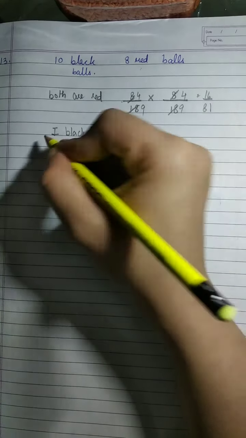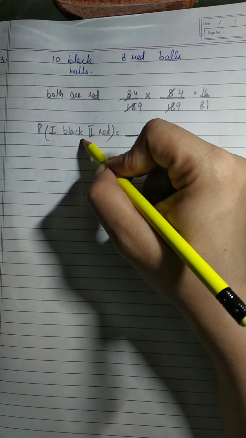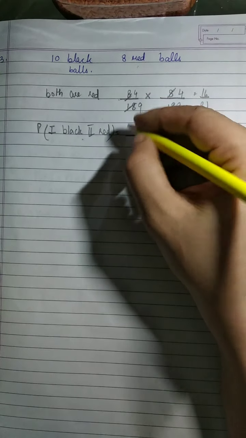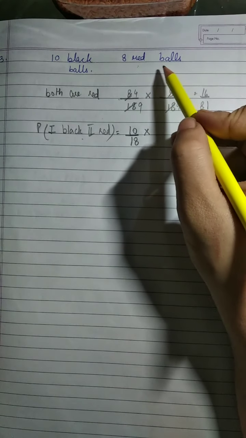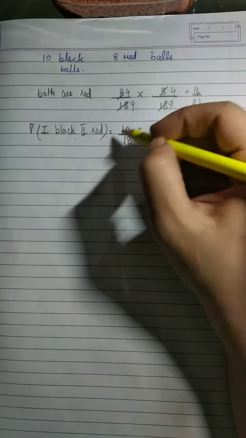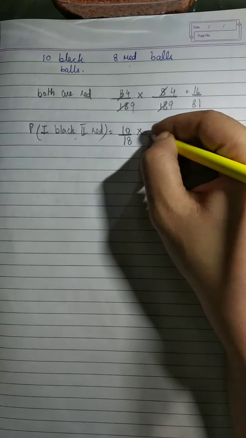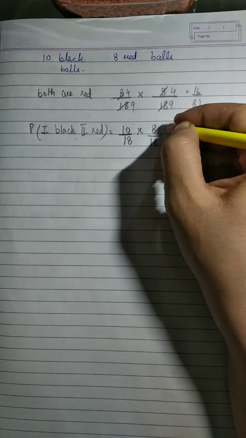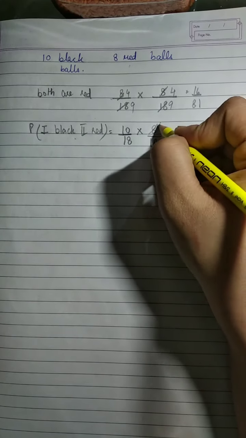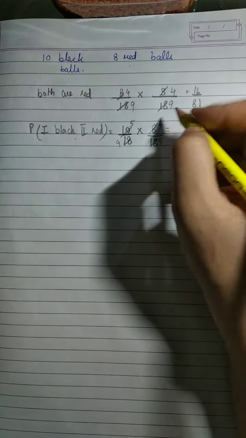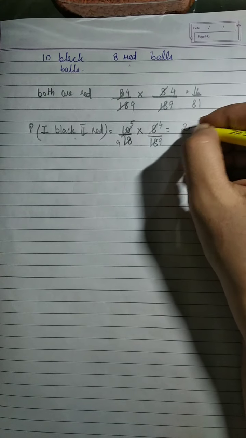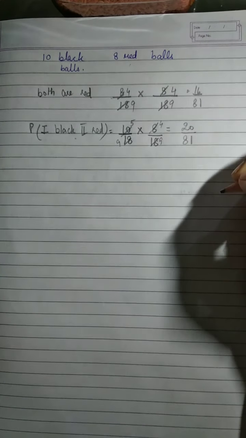Now if the first ball is black, how many black balls are there? 10 out of how many? 18. And since the balls are kept back again, there remain 8 red balls out of a total of 18. So this can be again written as 4 and this is 9. This is 2 5ths, this is 2 9ths. So this becomes 20 upon 81, right?